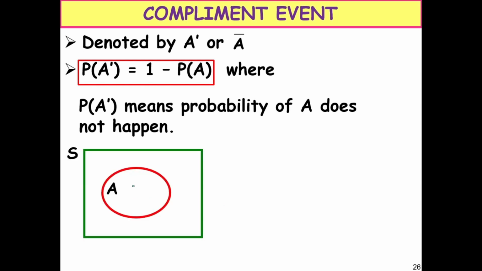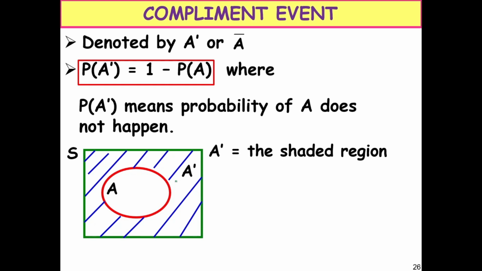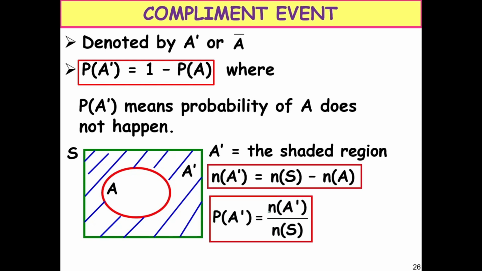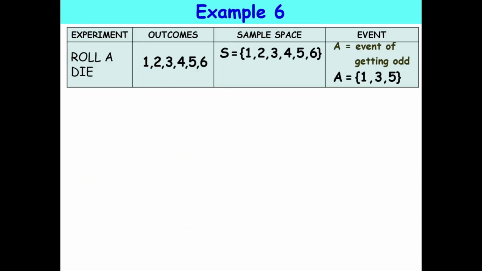If we look at the Venn diagram, the square here represents the sample space and there exists an event E. A prime is the event outside E. How can we find the probability of A prime? Firstly, you can find it by subtracting 1 minus P of A, or you can use the concept of probability, N of A prime divided by N of S.